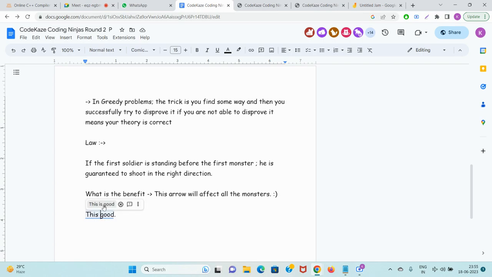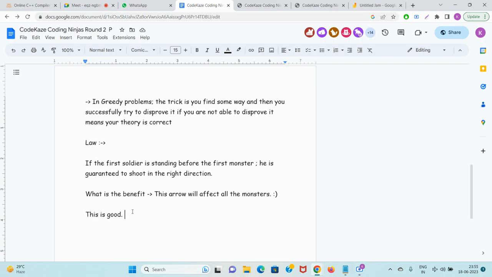The first soldier standing with the first monster will always shoot in the right direction. Okay. See how I did a very small observation here. And it is decreasing the strength of all other monsters. It's really good, great, nice, awesome. Now what? Now what to do?